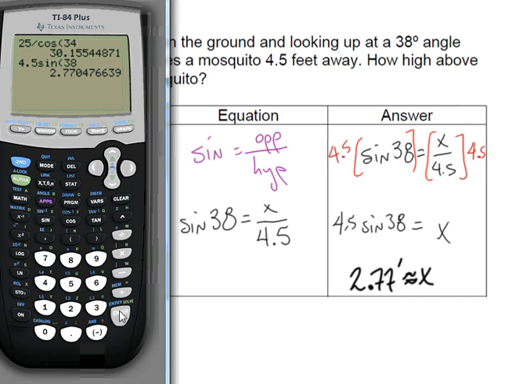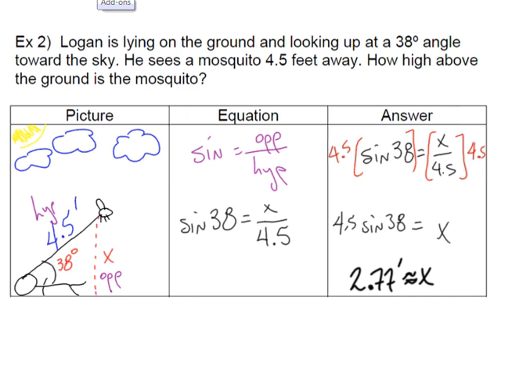With these types of problems, you need to always make sure that you pay attention to what you're doing, read the problems carefully, draw a picture. From the picture, use that to set up your equation, and then solve your equation. As always, pay attention to what you're doing, and good luck.